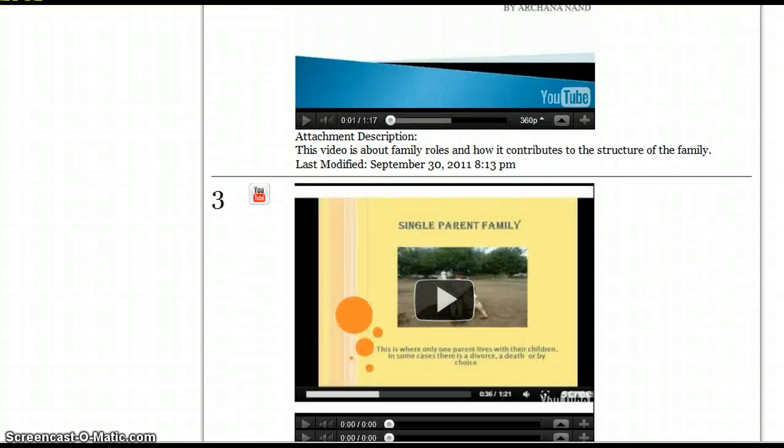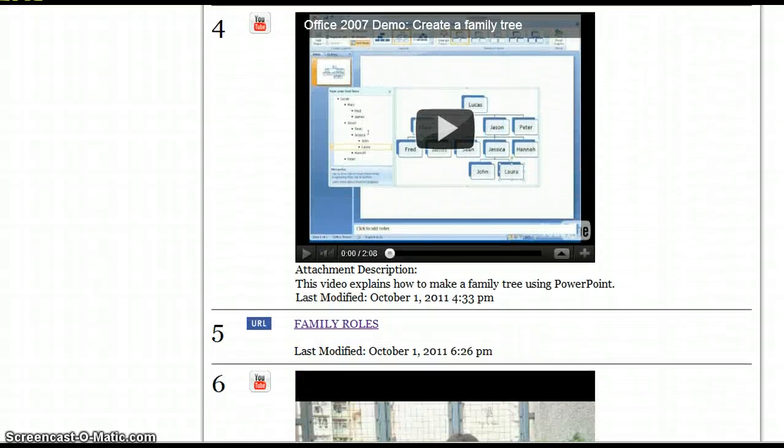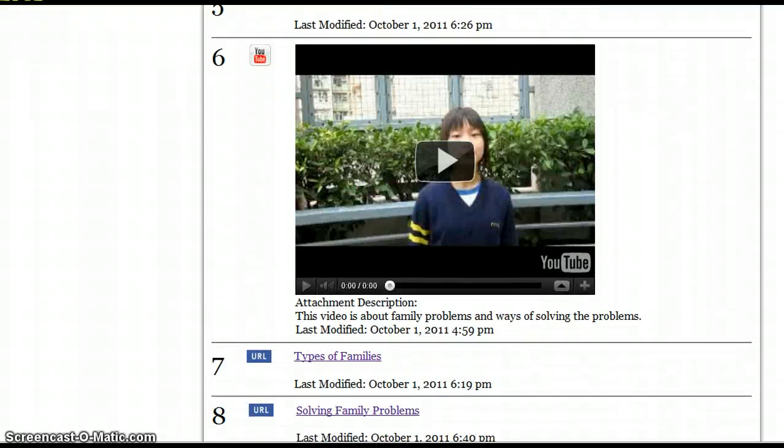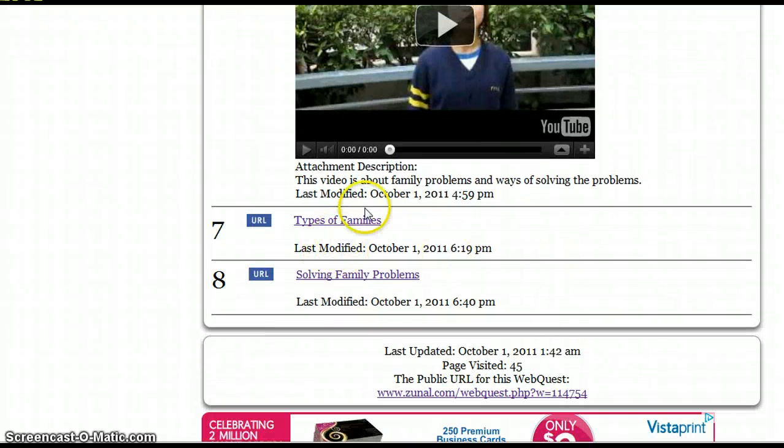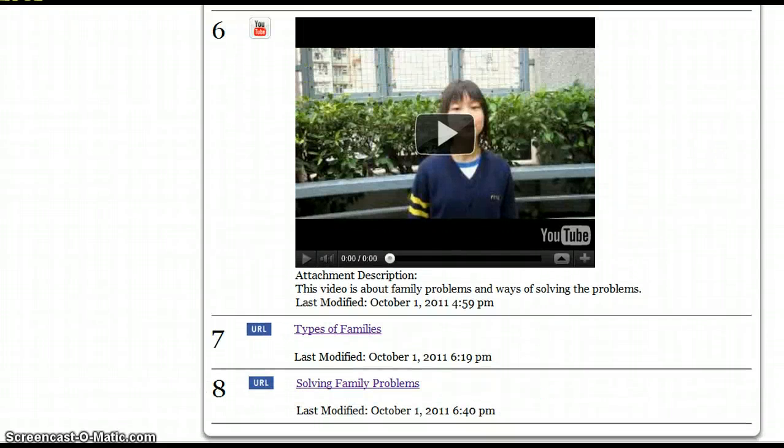These are the other resources used. Some more videos are there, and the two web pages are given where students can also select by clicking on it, and they will directly go on to the page where they can carry out their research. This will save their time and also prevent them from going over unnecessary information on the internet.